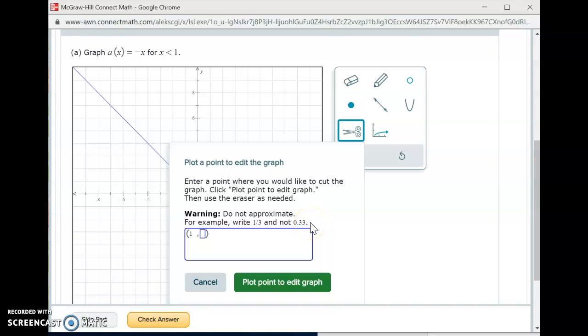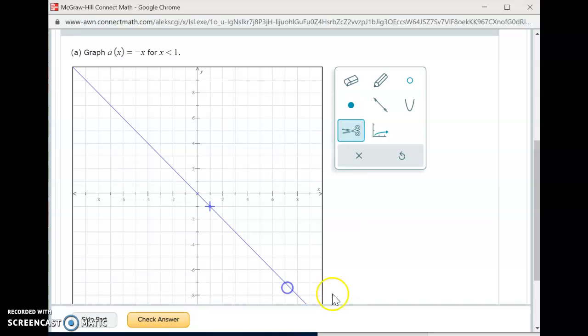So I want to break it at x equals 1, which in this case is a y of negative 1 if you were to plug it in. And then you use the eraser. I only want less than 1, which means all the greater than 1 side needs to be erased.